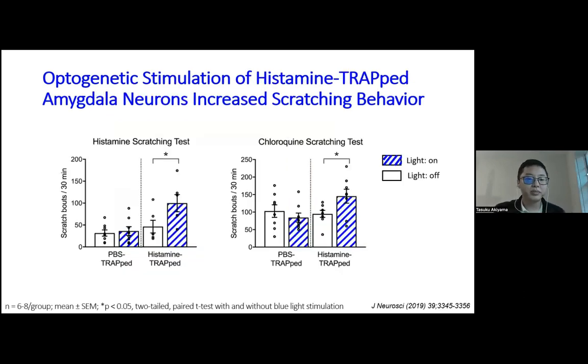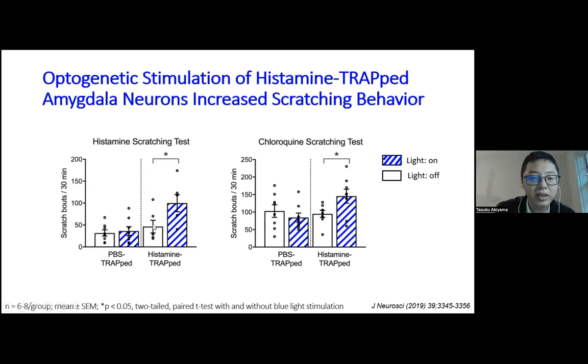First we used the PBS trapped mice. This is the negative control, and we injected the histamine. The histamine evoked about 40 scratches in 30 minutes. Next we delivered the blue light and also injected the histamine, but the number of scratches was very similar to the condition without light.